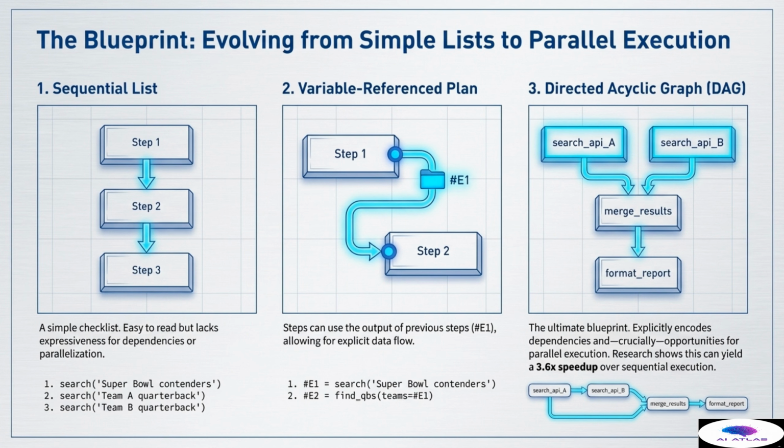The ultimate blueprint is the Directed Acyclic Graph, or DAG. The DAG explicitly encodes dependencies. For example, the merge results step requires both search API A and search API B to complete first. Crucially, the DAG reveals opportunities for parallel execution, where independent steps run simultaneously. Research shows that structuring complex tasks this way can yield a dramatic 3.6 times speedup over simple sequential execution. This makes the DAG structure the definitive gold standard for achieving high throughput in factory automation blueprints.